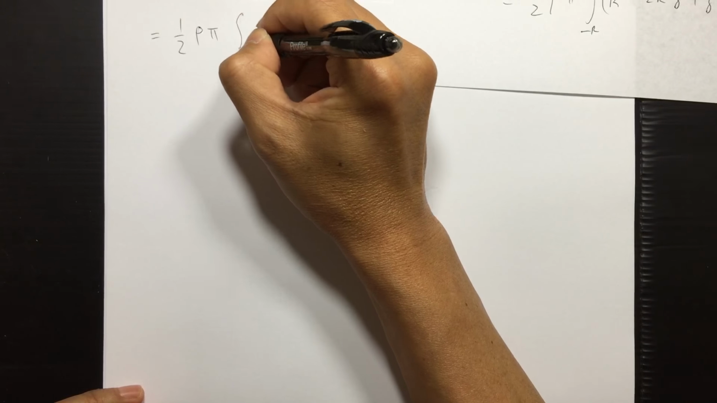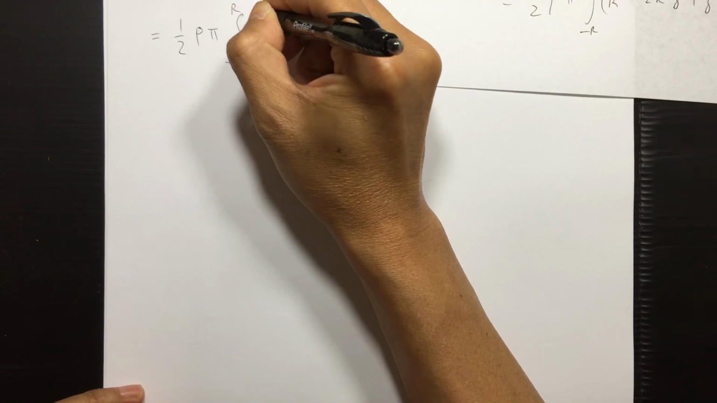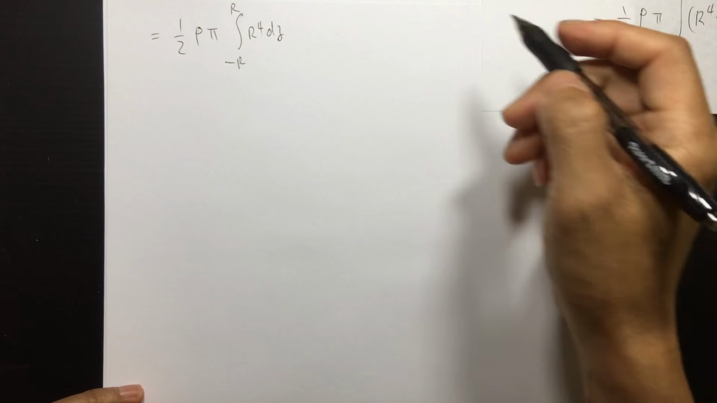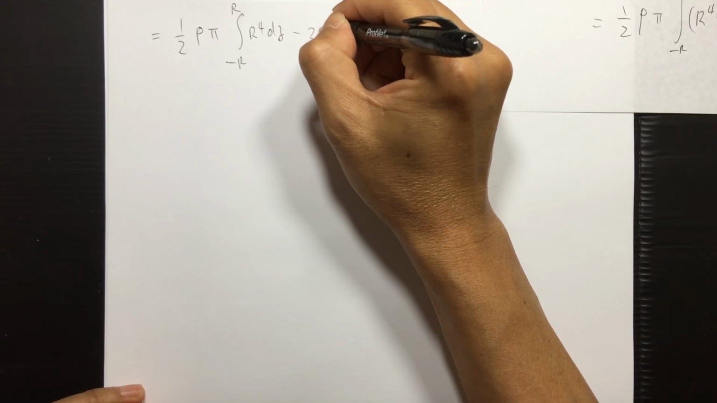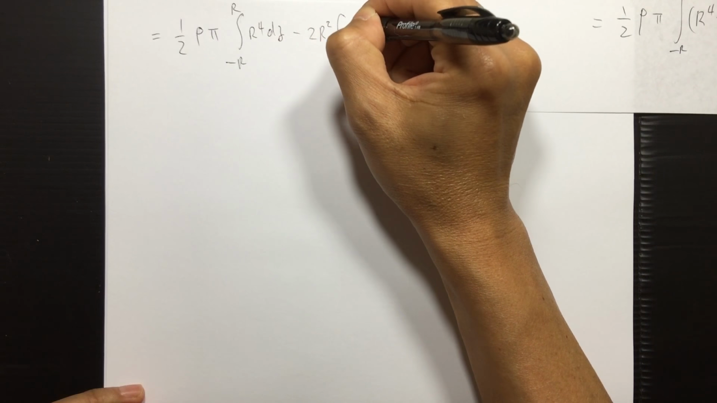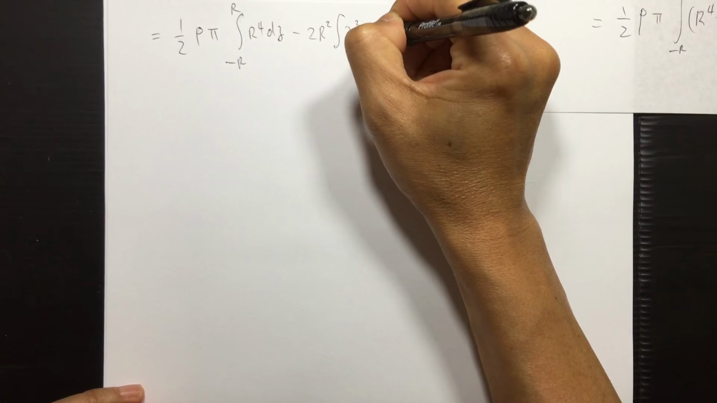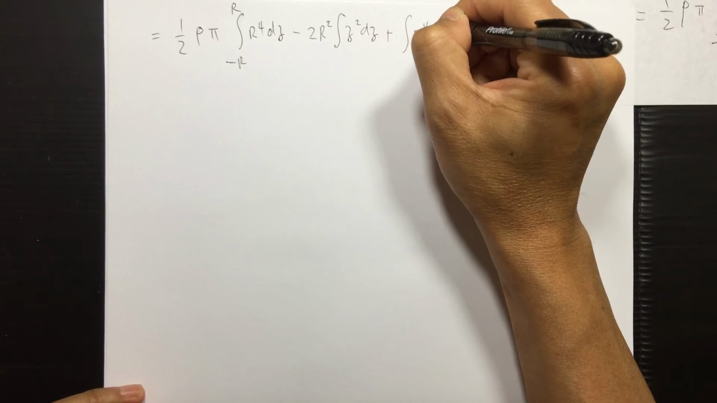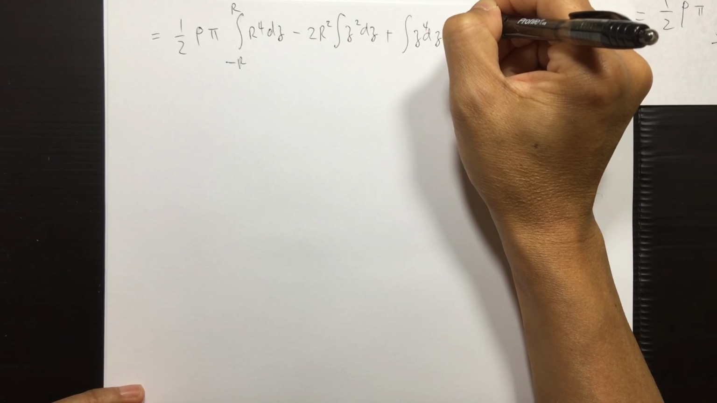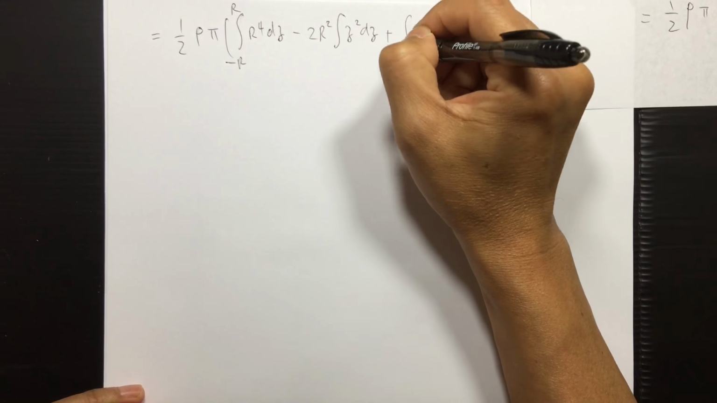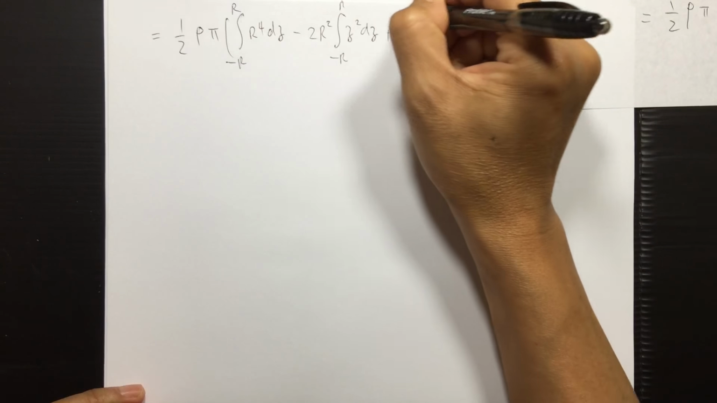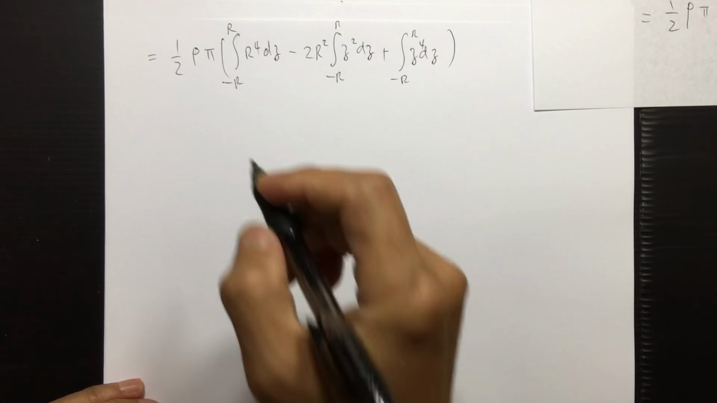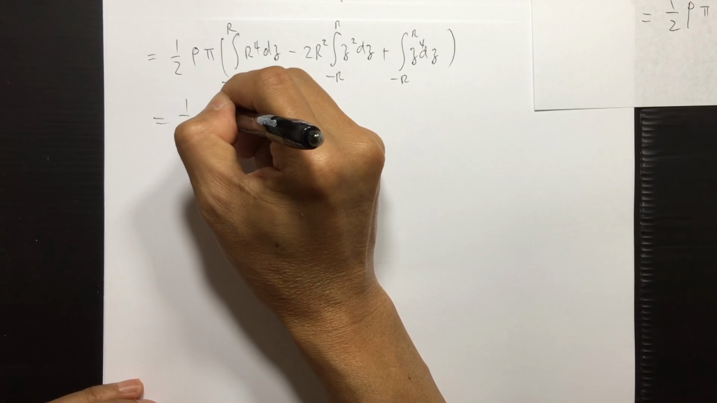Okay, now, minus R to R, R^4 dz. Actually, R^4 just goes out, but we have minus 2R^2 z^2 dz plus z^4 dz, right? Yeah. This is all from minus R to R. Okay, now half rho pi.